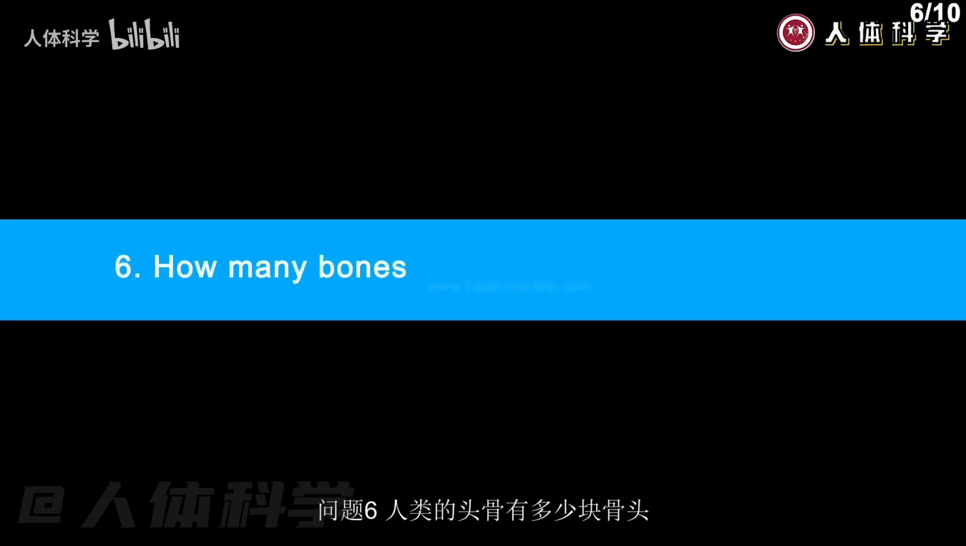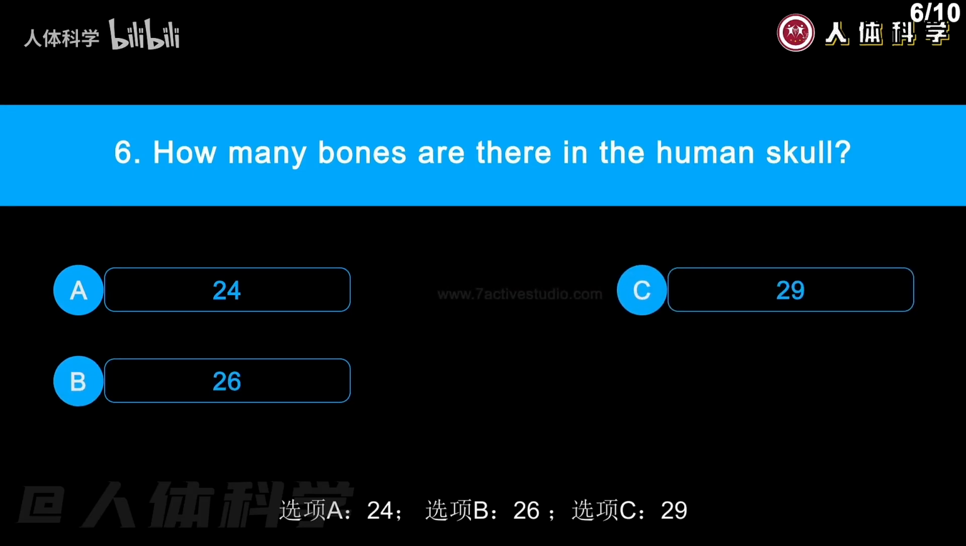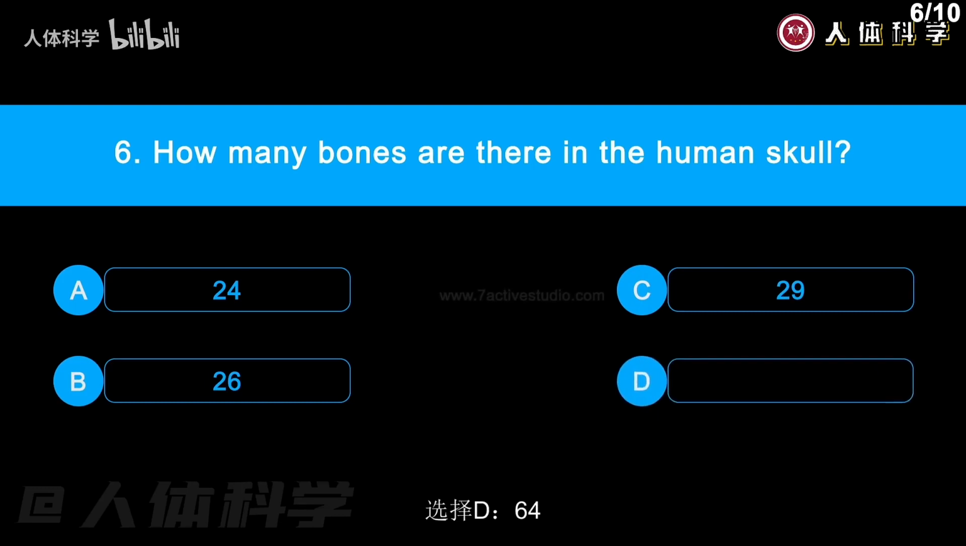Question 6. How many bones are there in the human skull? Option A, 24. Option B, 26. Option C, 29. Option D, 64.